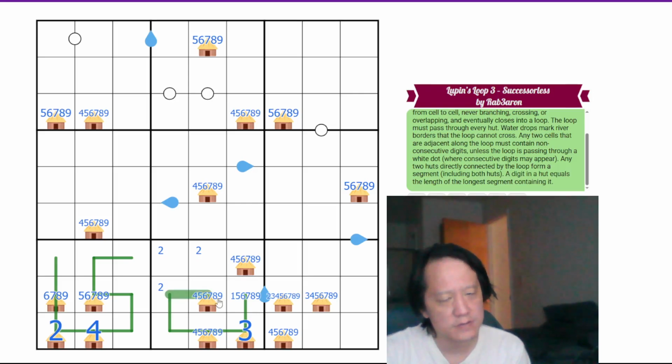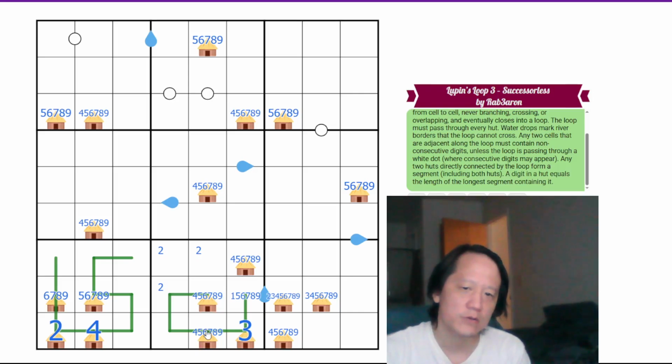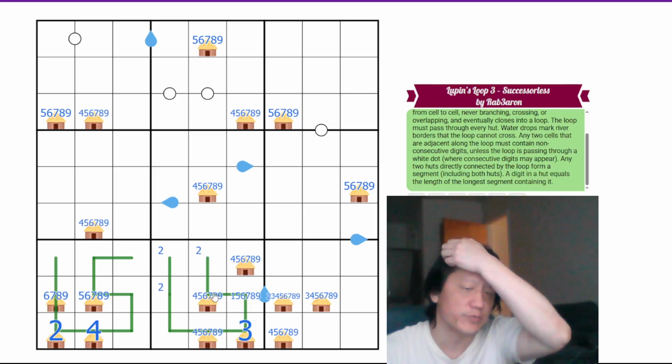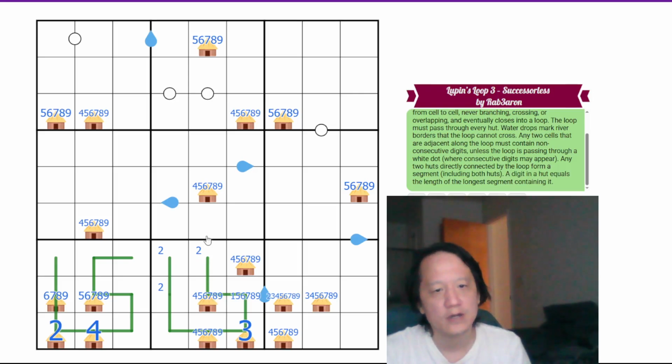Can't it? Why can't it do... because then this would be 4. And that would be too small. So this has to go that way, which means this has to connect here and here. And it cannot obviously connect to there. It can't connect to here because then this would be the longest segment of 3. So this must go up.